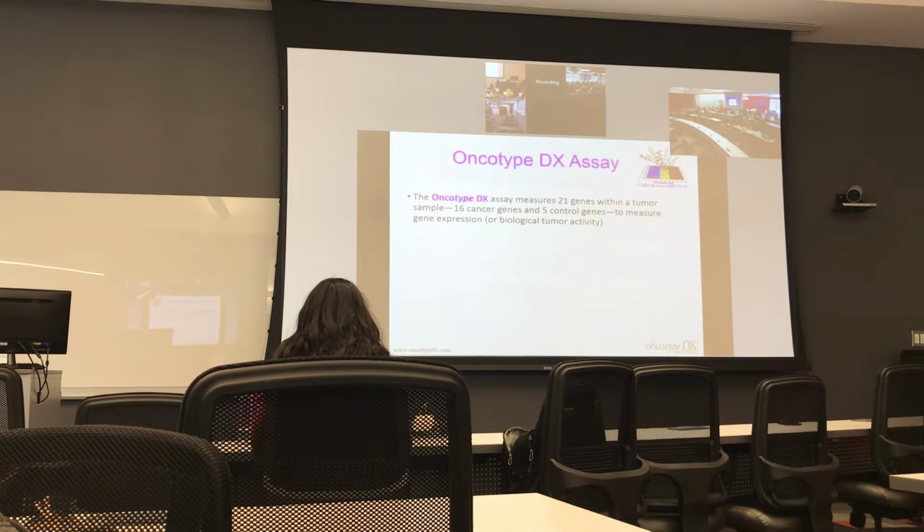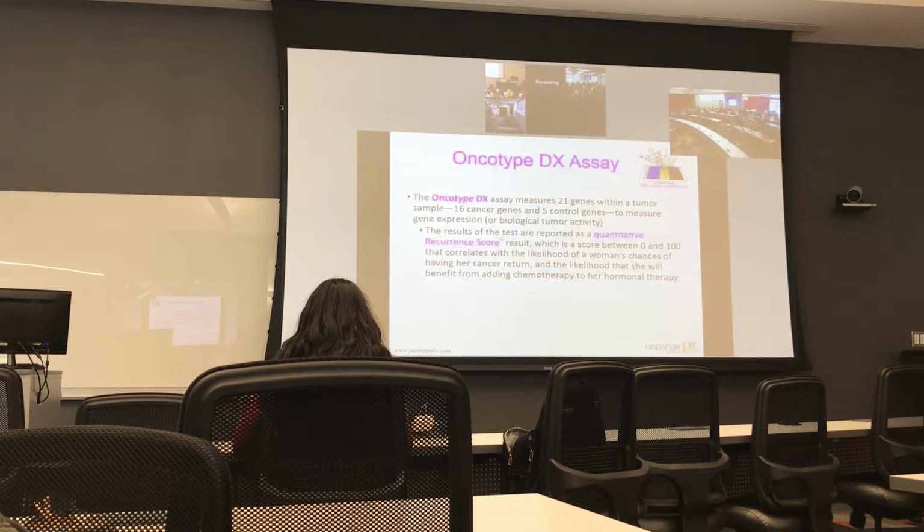And so the Oncotype DX assay is measuring 21 genes within a tumor sample. So 16 of these are cancer genes and 5 are control genes. And what they're doing is they're measuring, again, that gene expression activity, looking at how active is that tumor: metabolic genes, processing genes, growth and proliferation genes. Are they asleep? Are they awake? And are they vigorous and vibrant?